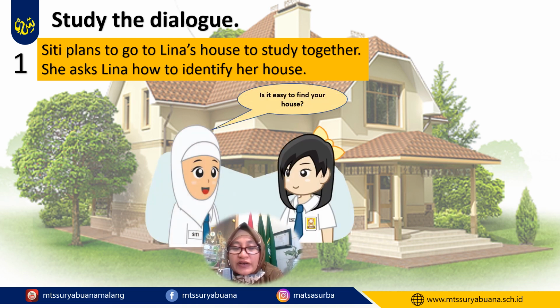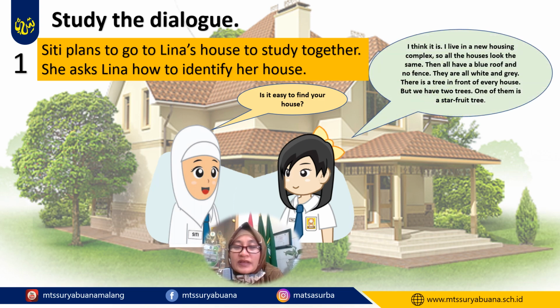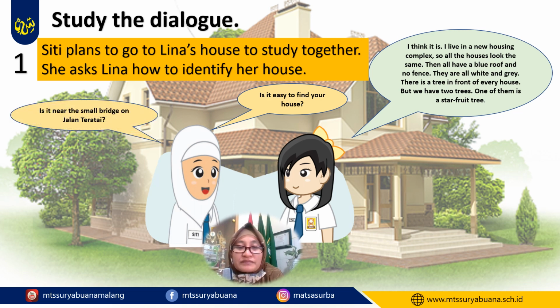Is it easy to find your house? I think it is. I live in a new housing complex, so all the houses look the same. Then all have a blue roof and no fence. They are all white and gray. There is a tree in front of every house. But we have two trees. One of them is a starfruit tree.